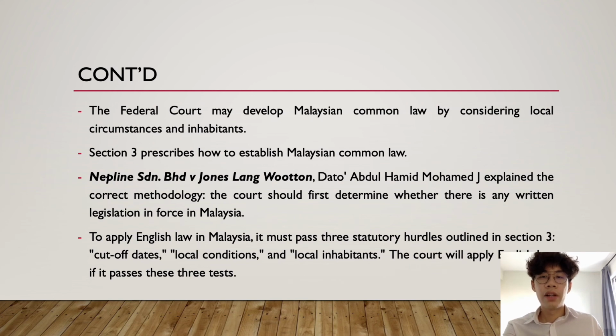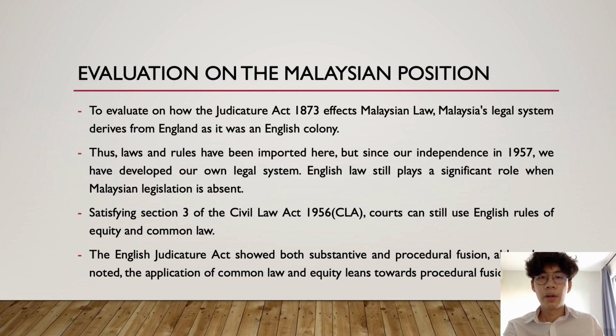To apply English law in Malaysia, it must pass three statutory hurdles outlined in Section 3: cut-off dates, local conditions, and local inhabitants. The court will apply English law if it passes these three tests. To evaluate how the Judicature Act 1873 affects Malaysian law, Malaysia's legal system derives from England as it was an English colony. Thus, laws and rules have been imported here, but since our independence in 1957, we have developed our own legal system. English law still plays a significant role when Malaysian legislation is absent.